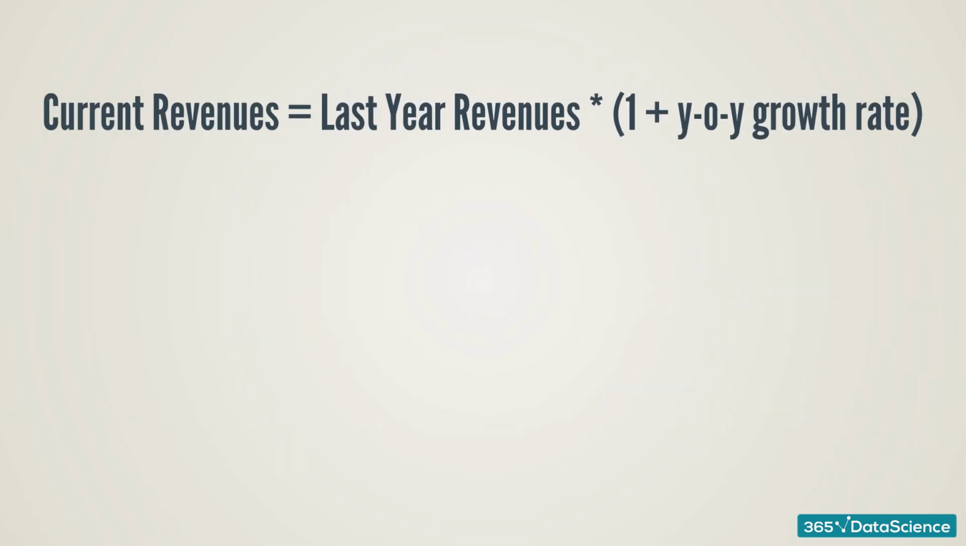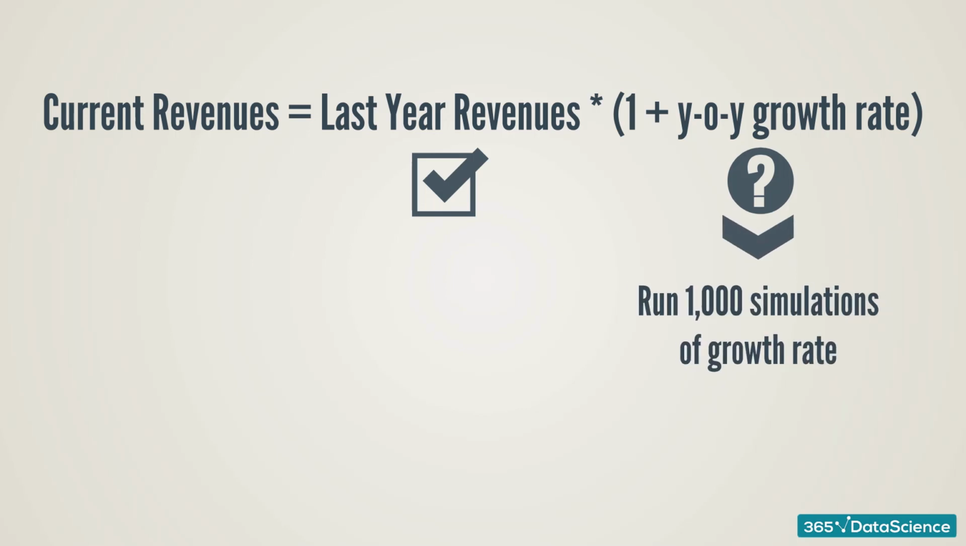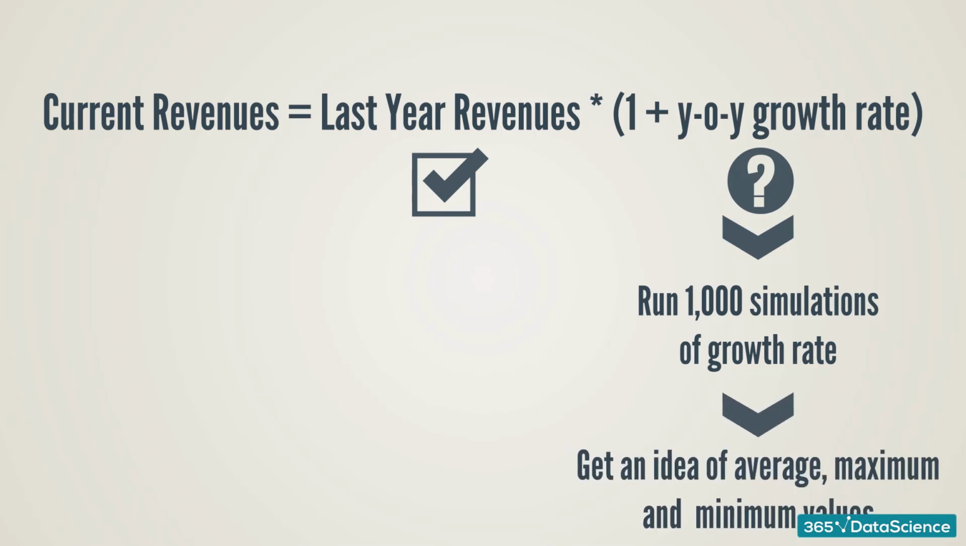Great! So, the current year revenues are equal to last year's revenues times 1 plus the growth rate of revenues. Last year's revenues are available. The random variable in this case is revenue growth rate. And then a computer software would allow us to simulate the development of revenues, say 1,000 times, and obtain a maximum, minimum, and average value of the expected revenues figure.